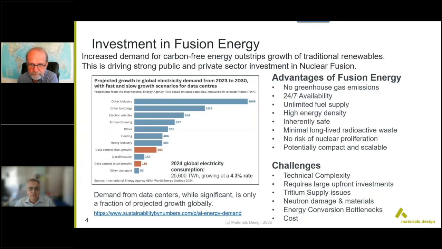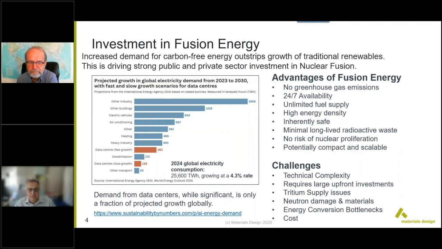I'll start out by talking a little about investment in fusion energy and why it makes sense. Fusion energy is one of many avenues that mankind is pursuing to meet the increasing demand for carbon-free energy, which likely outstrips the growth of traditional renewable energies. Even in combination with traditional energy sources, there is definitely scope for a cheap and abundant energy source that's going to drive our increasing demand for energy.